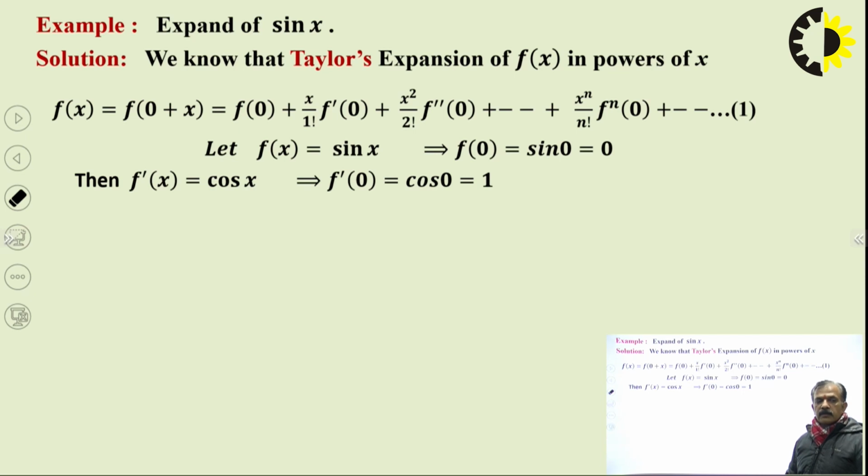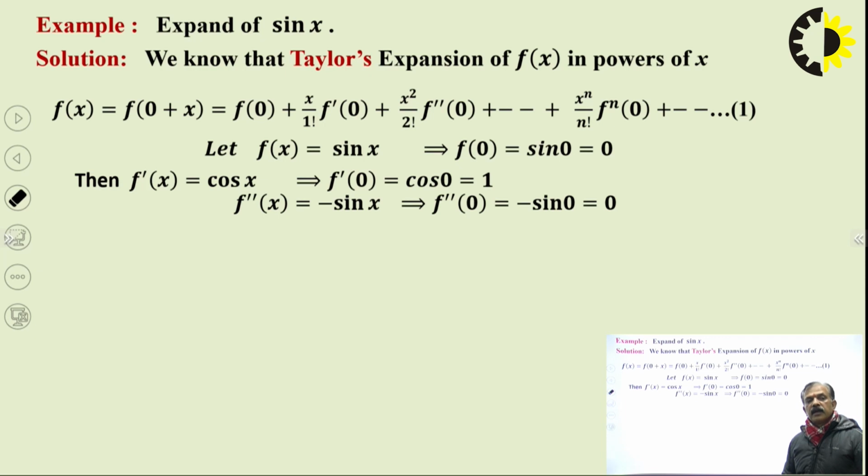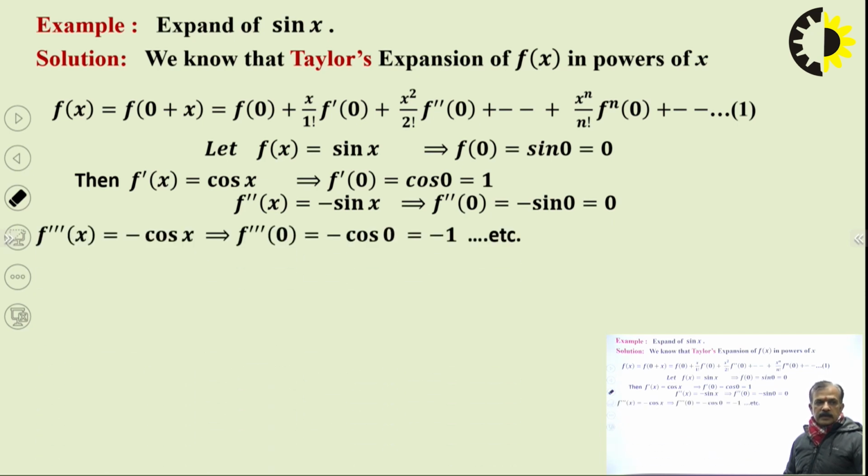So, the value of the first derivative at x equal to 0 is also 1, and the second derivative of this function is minus sin x, and the value of the second derivative at x equal to 0 is minus sin 0, that is 0. So the value of the function and the value of the second derivative both are 0, and the third derivative of this function is minus cos x. So, the value of the third derivative at x equal to 0 is minus 1, because cos 0 is 1 with negative sign.